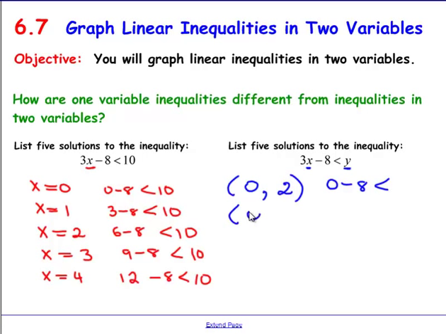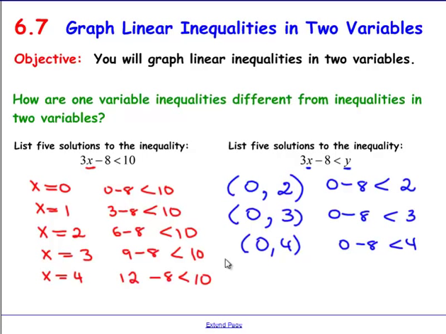I can also keep this 0, and as long as my inequality is still true, I'll be okay. So I just need to pick another number that's going to be greater than negative 8. So I could pick 3. Then I can pick 4, because 0 minus 8 is still less than 4. I could pick 5, because 0 minus 8 is less than 5.